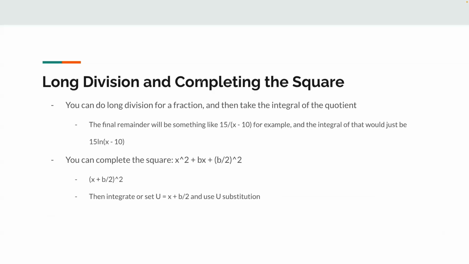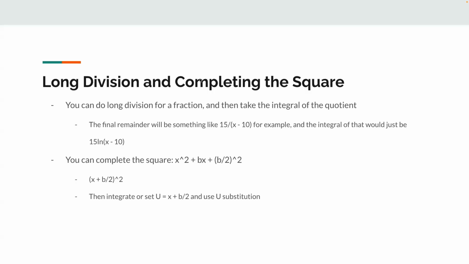Okay, and doing long division and completing the square can help when taking the integral. So let's say we have a function, like a rational polynomial on the top divided by x minus 5 or x minus 10, for example. Instead of taking the integral of that whole thing, we can just do long division and then take the integral of the quotient that we get. The final remainder will be something like 15 over x minus 10, for example. We'll integrate normally, and at the end, 15 over x minus 10 is just going to be 15 ln of |x minus 10|.